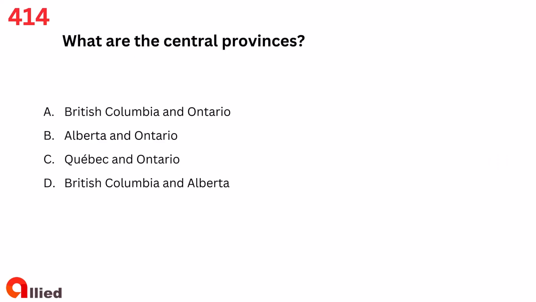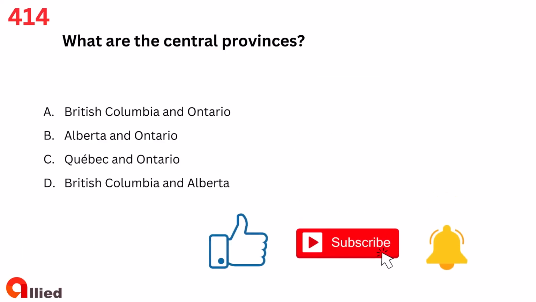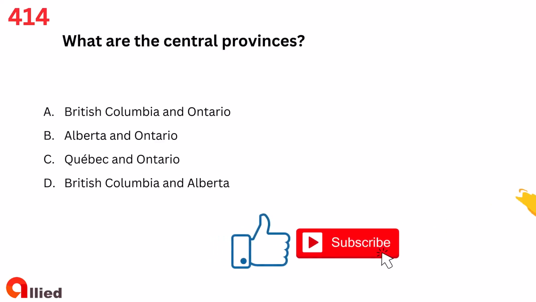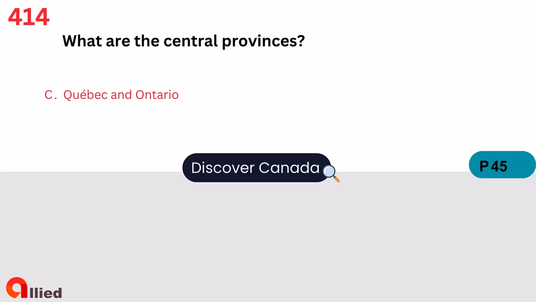Question 414. What are the Central Provinces? A. British Columbia and Ontario. B. Alberta and Ontario. C. Quebec and Ontario. D. British Columbia and Alberta. The answer is C. Quebec and Ontario.